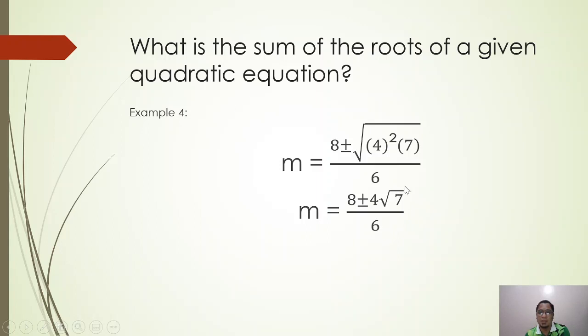Huwag nyo munang pansinin yung nasa loob ng radical. Ang pagtuunan nyo ng pansin, yung mga nasa labas. Halimbawa, ito lahat. 8, 4 at saka 6. Divisible sila lahat sa 2. So, ibig sabihin, i-divide mo lahat sa 2. Sir, paano kung ito halimbawa ay hindi divisible sa 2? Halimbawa, ito ay 5. Hindi mo na pwedeng baguhin.